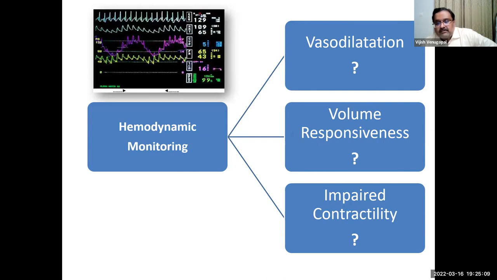But when do you stop giving fluid? You can do a lung ultrasound and see if there's fluid, then you stop giving fluid, or you can use the transpulmonary thermodilution and you can look at the extravascular lung water. Impaired contractility can be detected by using echocardiography and you can decide whether you want to give an inotrope.